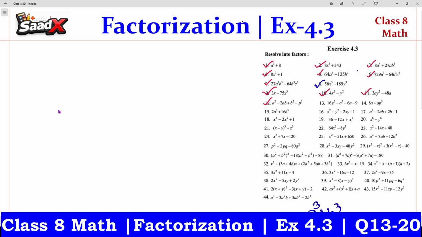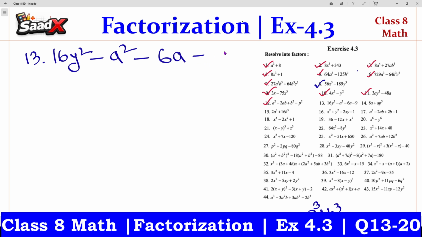Question 13. 16y square minus a square minus 6a minus 9. So from here we have to find out the real thing. How? Look, this 16y square we can write as 4y square, and here is a square and here is a. So we can factorize this expression.